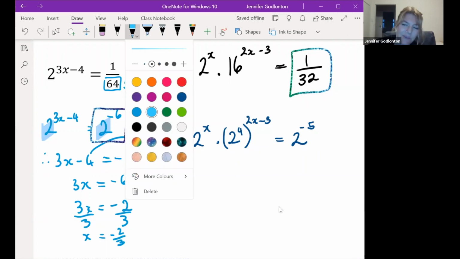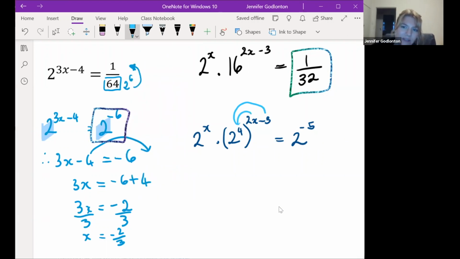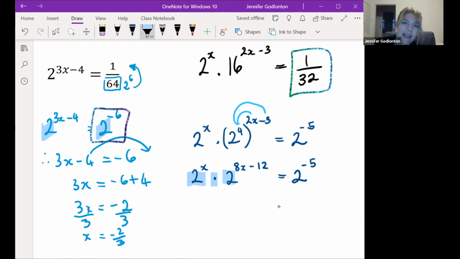Step 2. This is why I said that bracket can be helpful. We're going to distribute that 4. So we're going to have 2 to the power of x times 2 to the power of 8x minus 12 is equal to 2 to the power of negative 5. When we are multiplying and they have the same base, we are allowed to add exponents. So we can say 2 to the power of x plus 8x minus 12 is equal to 2 to the power of negative 5.